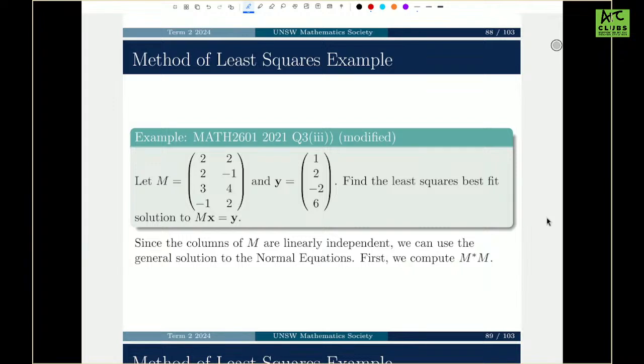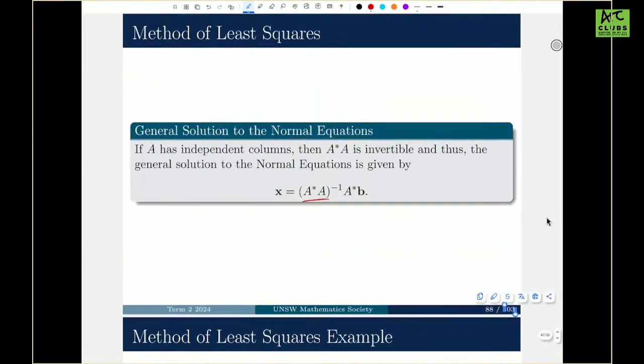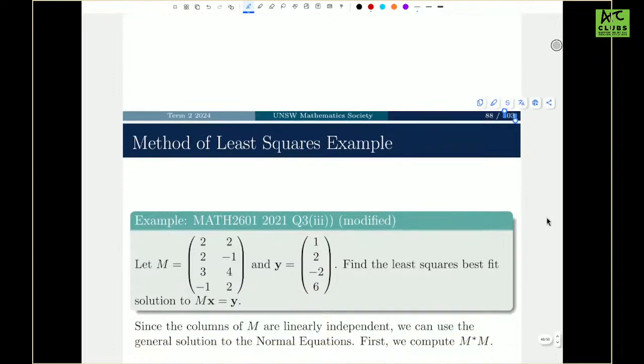So here's one from the 2021 final exam. Suppose we have a matrix M and a vector Y. We want to find the least squares best fit solution to Mx equals y. We want to use this formula. This formula is very beautiful.